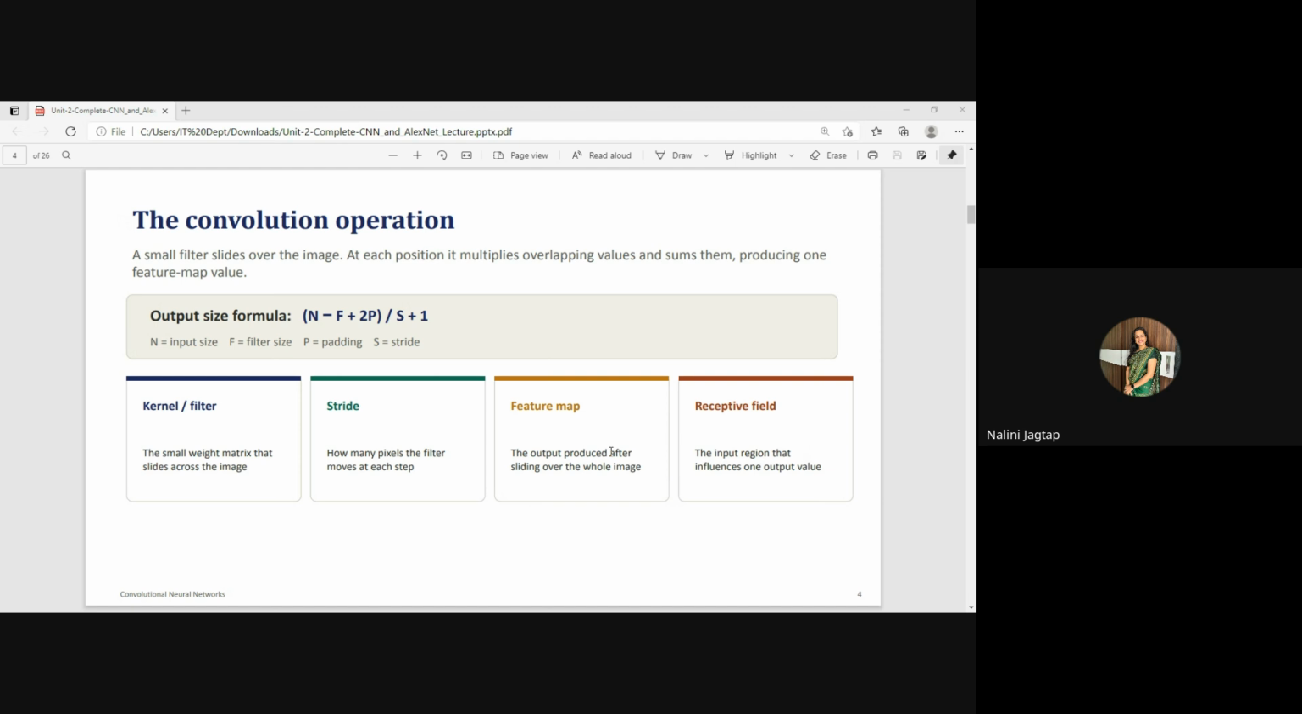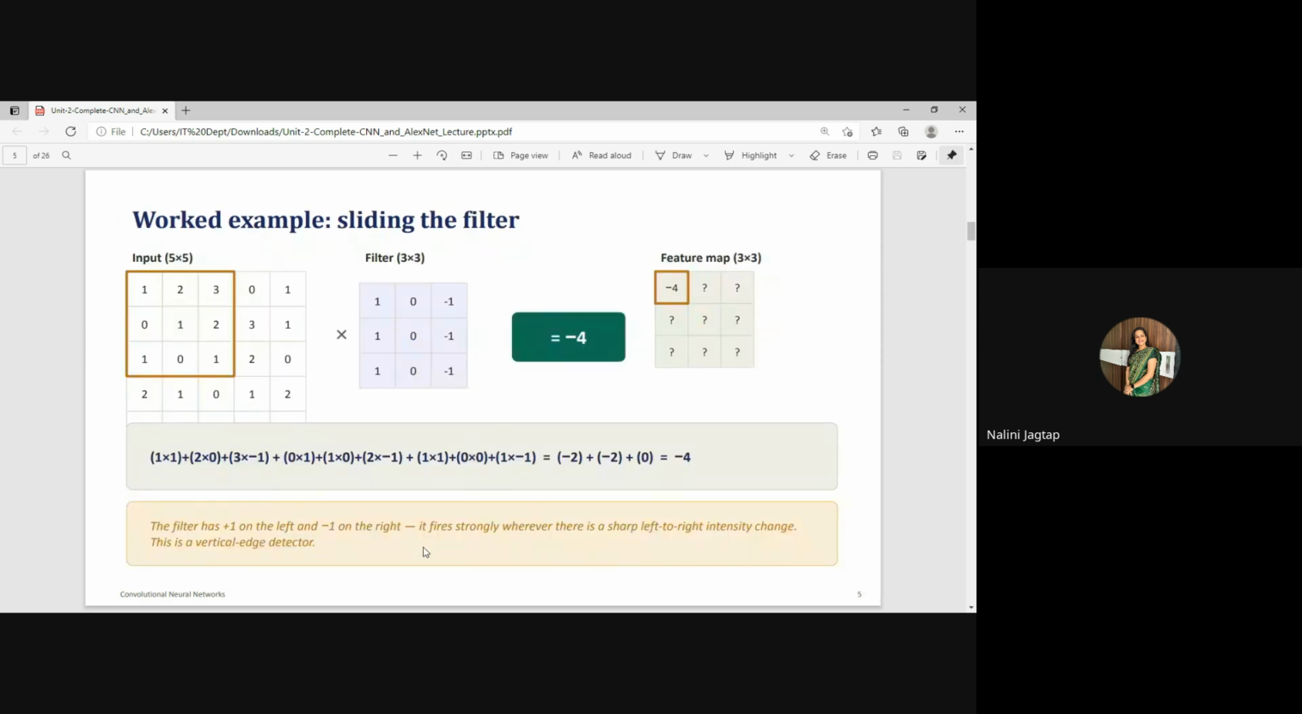Now, padding P simply adds extra border pixels on each side before this calculation, effectively growing n to give the filter more room to move without shrinking the result. Clear? I hope these two things are very clear to all of you. Now we'll see a working example of this. So moving ahead, let's look at the working example.